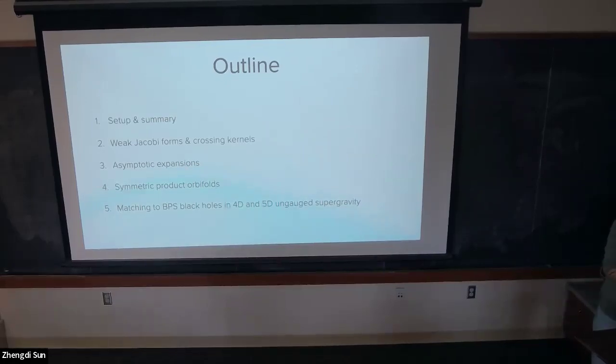All right, so here's the outline of the talk. I'll start with some setup and a summary. So if you're tired, you can just pay attention for that part and then zone out. Then I'll talk about the actual forms that we're going to discuss, called weak Jacobi forms. We'll discuss asymptotic expansions, and then we'll go to some examples where we can apply the techniques. They come in the form of symmetric product orbifolds. Once we've understood those, we can go to gravity and really see where this coefficient A graph comes from.